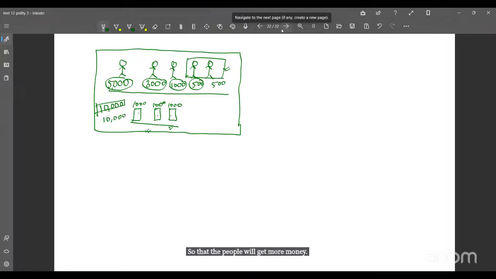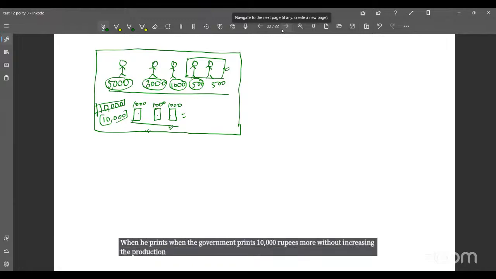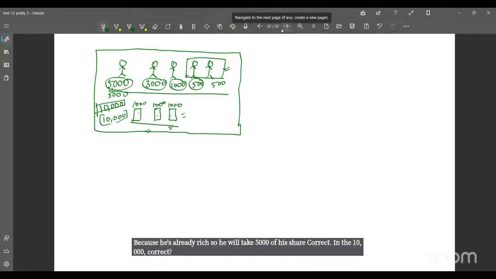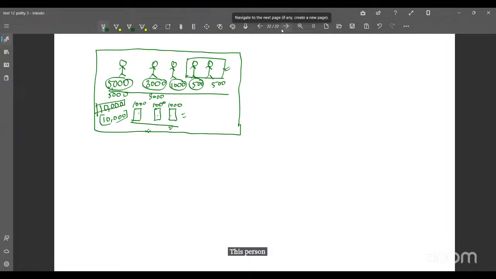இந்த மாதிரியான சூழ்நிலையில் என்ன ஆகும் அப்படின்னு பாத்தீங்கன்னா, when the government prints 10,000 rupees more without increasing the production, என்ன நடக்கும் அந்த எக்கானமில அப்படின்னு பாத்தீங்கன்னா, this person will get 5,000 because he is already rich, so he will take 5,000 of his share. கரெக்டா? இந்த 10,000ல இவனுக்கு இன்னொரு 5,000 கிடைக்கும். This person will get 3,000. This person will get 1,000. These persons will get 500 each. சரிங்களா? இப்படிதான் கிடைக்கும். இப்படிதான் டிஸ்ட்ரிபியூட் ஆகும்.